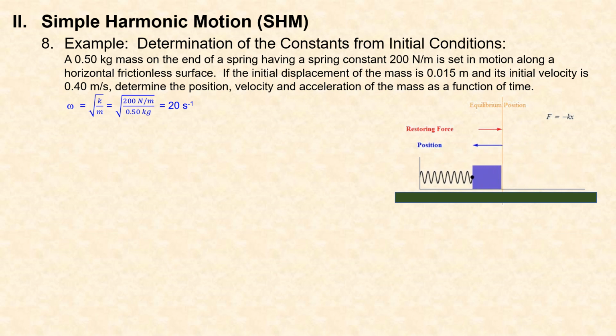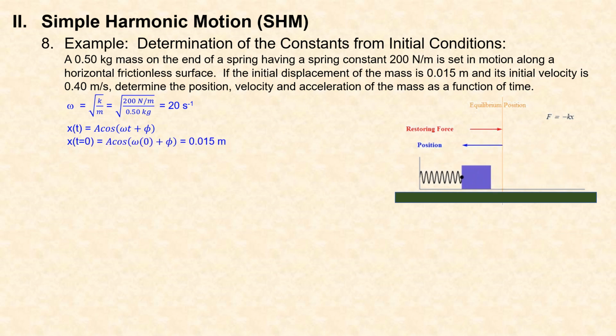Now notice here in the problem it says the initial displacement of the mass is 0.015 meters. So we are given the initial position of the mass. We're also given the initial velocity of the mass. By using the equation of motion, A cosine omega t plus phi, and when we talk about an initial condition, we mean at time zero. So we're told that right at the start of the problem, at time zero, our oscillator, the mass, has a position of 0.015 meters.